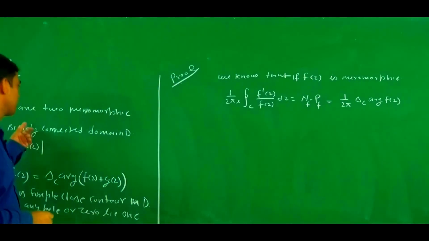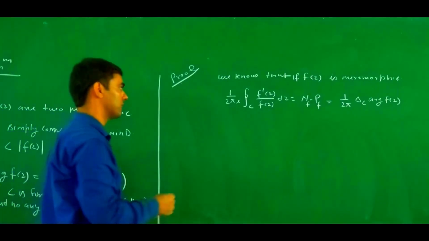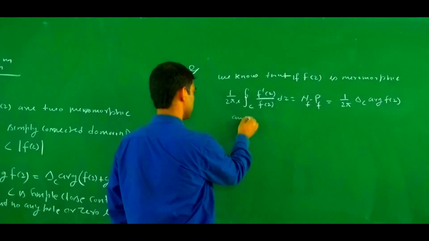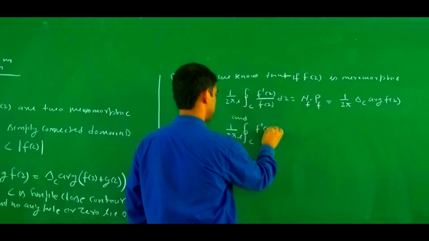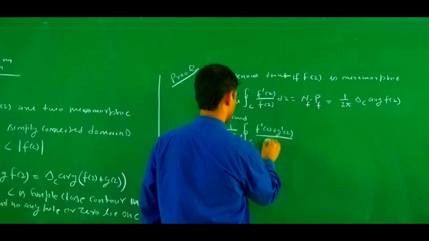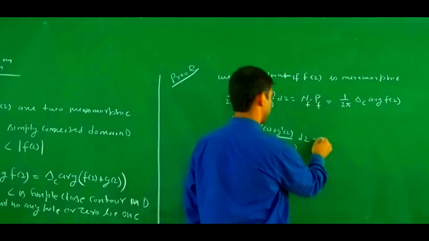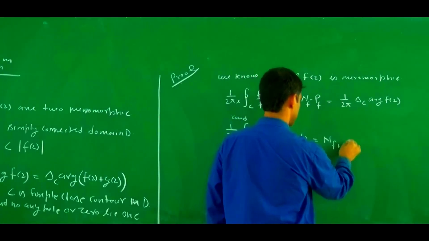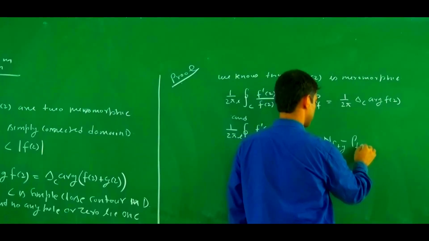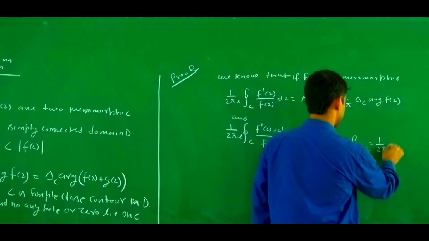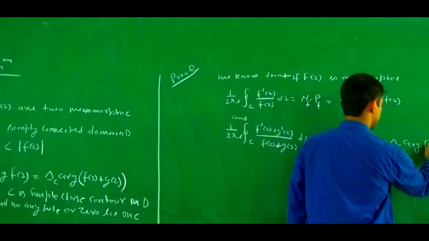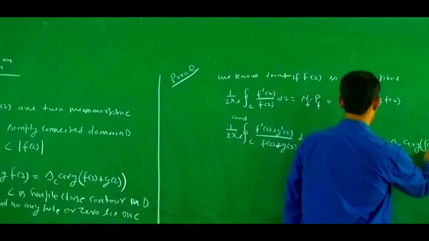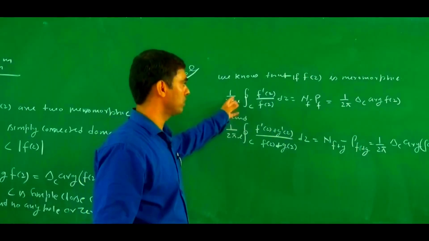Similarly, f(z) and g(z) both are meromorphic, then f(z) plus g(z) is also meromorphic. And 1 upon 2 pi i integrate over C of f dash z plus g dash z upon f(z) plus g(z) dz equals the number of zeros of f plus g minus the number of poles of f plus g, which equals 1 upon 2 pi delta C argument of f(z) plus g(z). So this one equals this one.